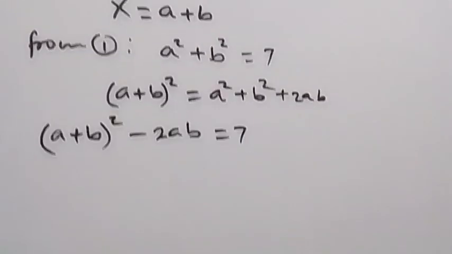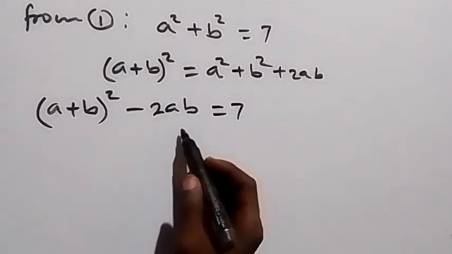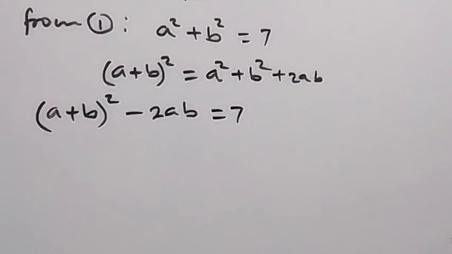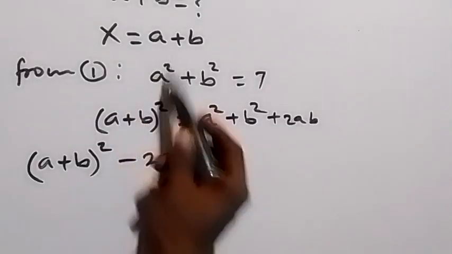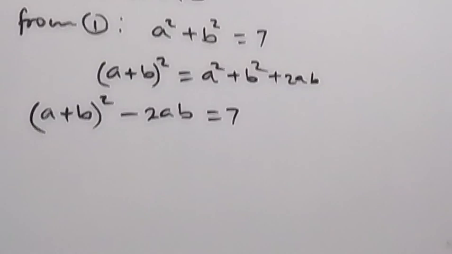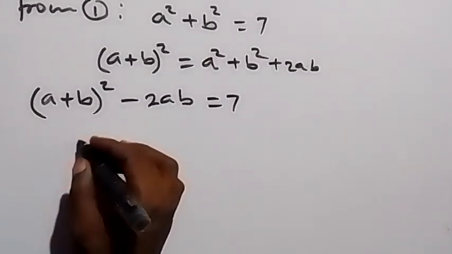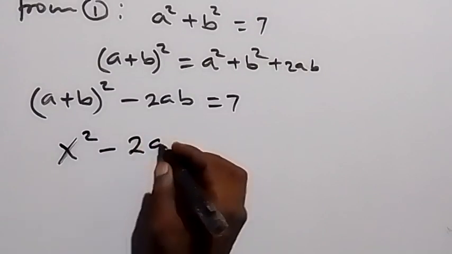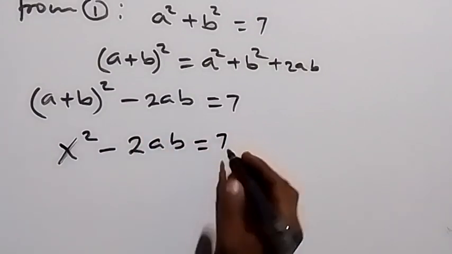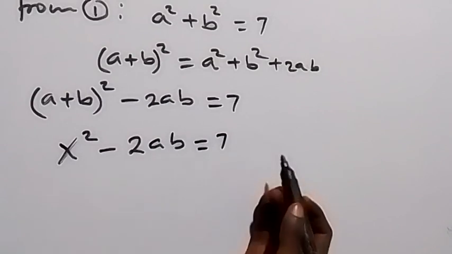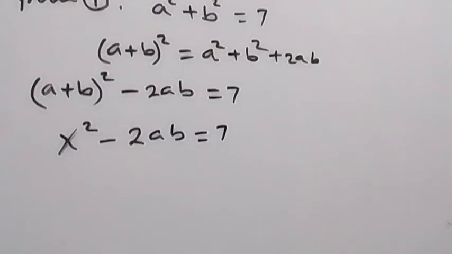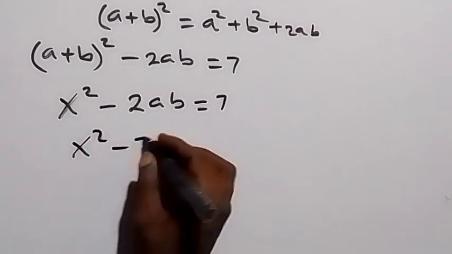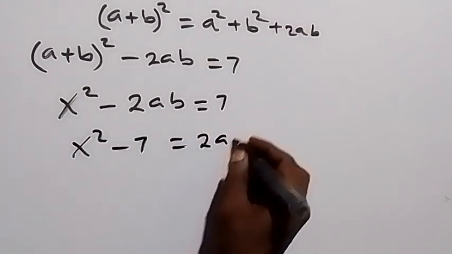So we can write that, and from here we have x equals a plus b. So instead of writing a plus b here, we can say this is x square then minus 2ab equals 7. Then take 7 here and take minus 2ab there. So this will become x square minus 7 equals 2ab.